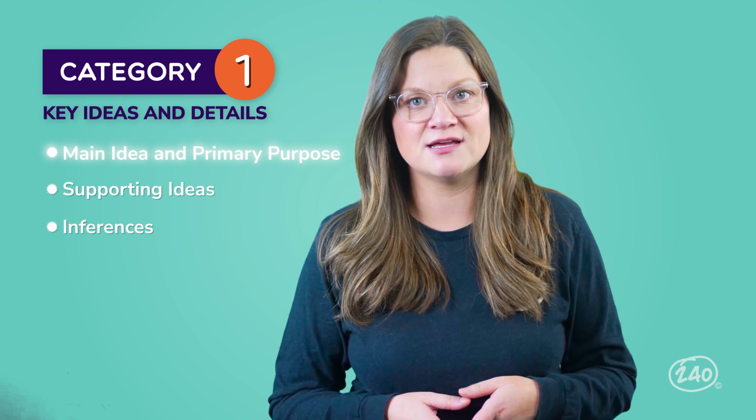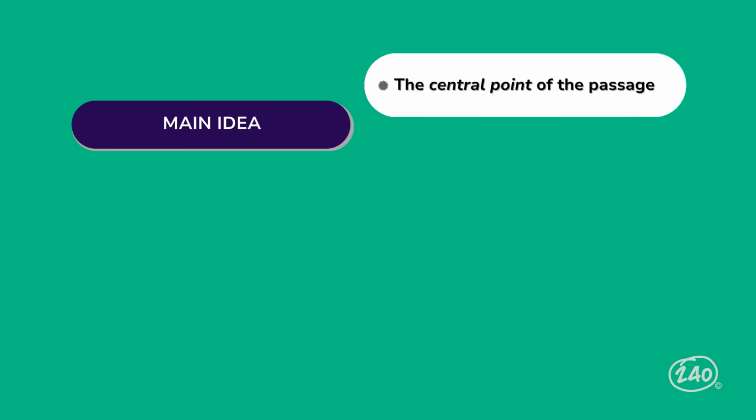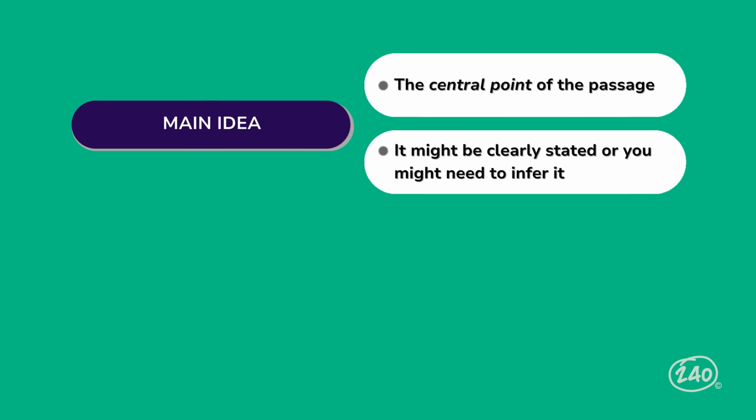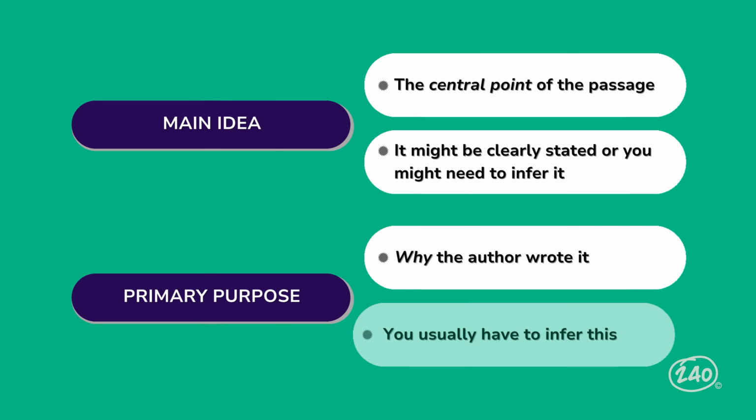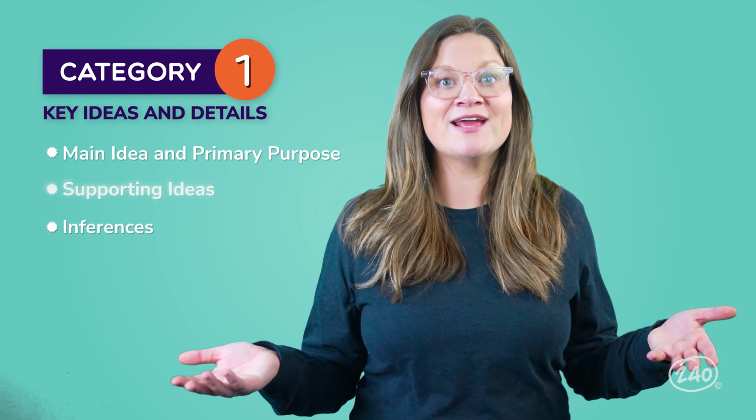Let's go over the differences. A main idea is the central point of the passage. It might be clearly stated, or you might need to infer it. A primary purpose is why the author wrote the work. You often have to infer this. Now, you'll definitely see questions that ask you about this directly, but for every passage, it's usually the best first step. Determining the main idea and primary purpose will help you fully analyze the text and prepare you to answer other types of questions about it, like questions about supporting ideas.